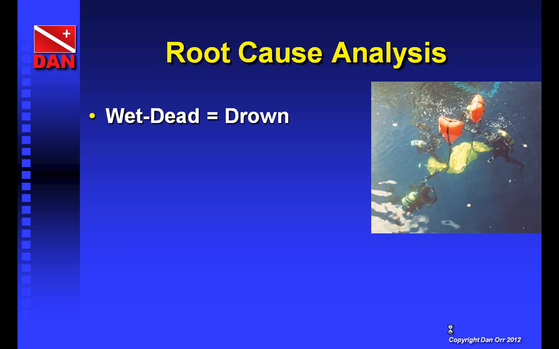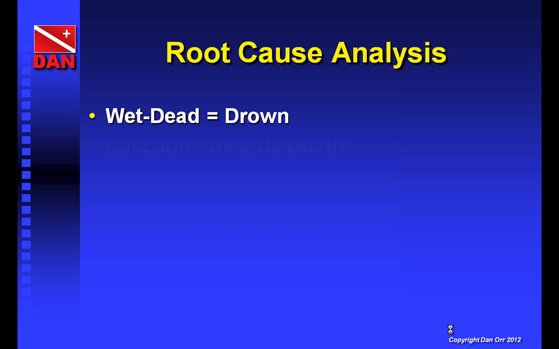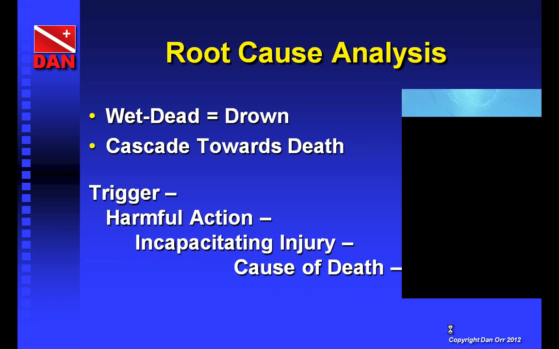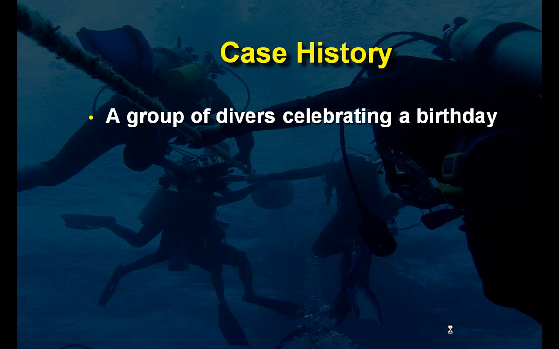One of the reasons why Divers Alert Network is in existence is to help us all learn from what happens to other people. So what I'm going to talk about here briefly, which is something that Petar was talking about, is what I call the cascade towards death, those 4 different steps that turned a dive into a tragedy. And along the way, I'm going to tell you a story.